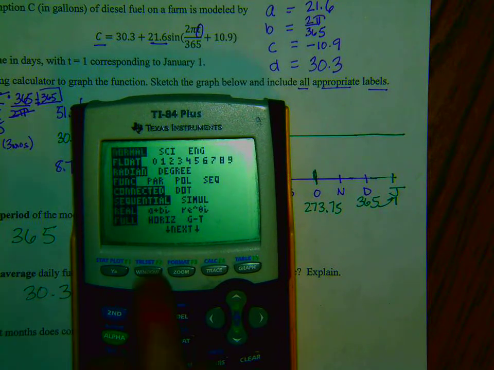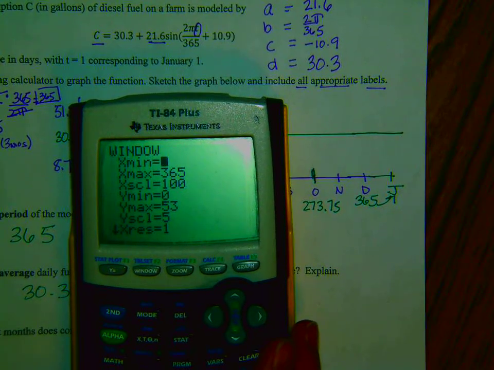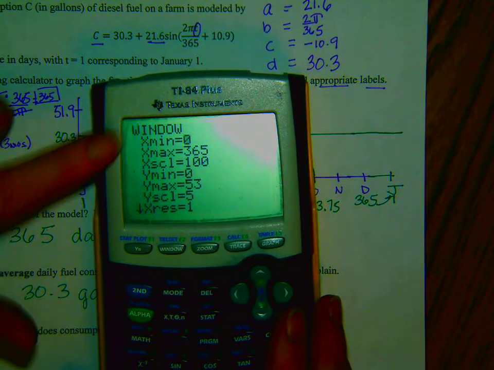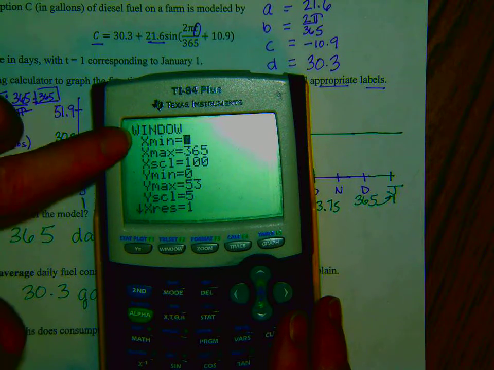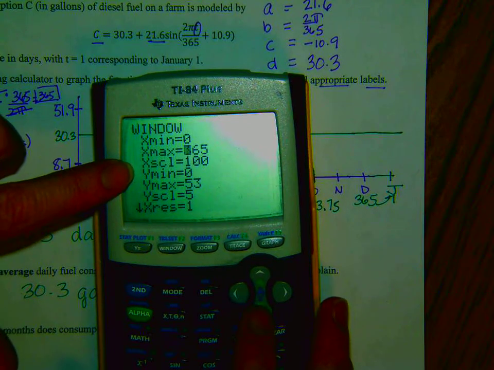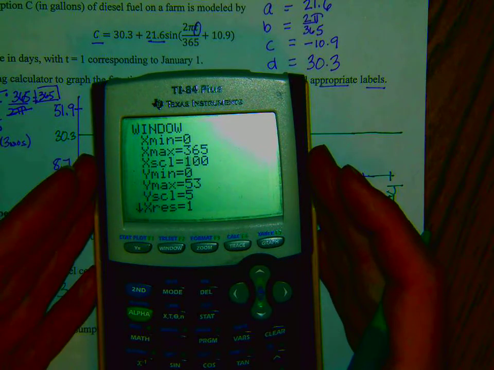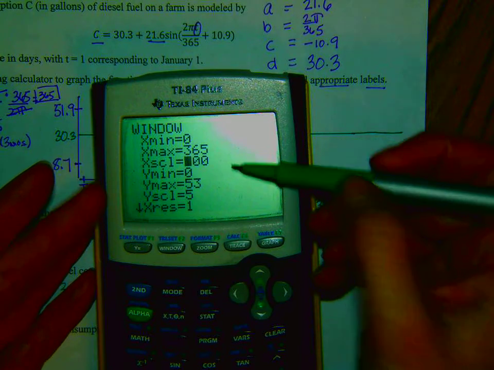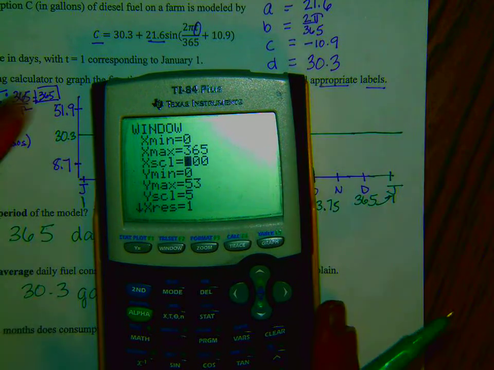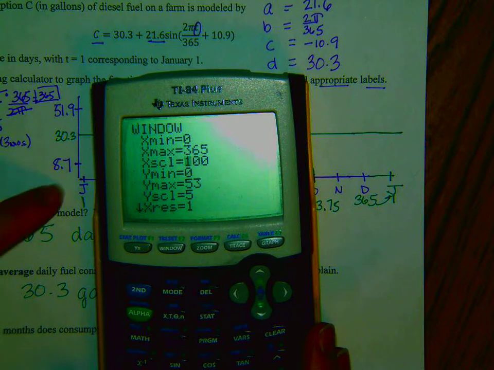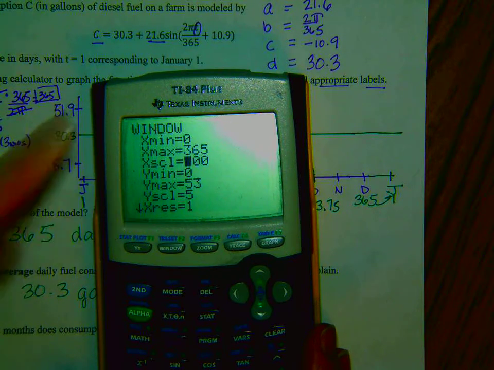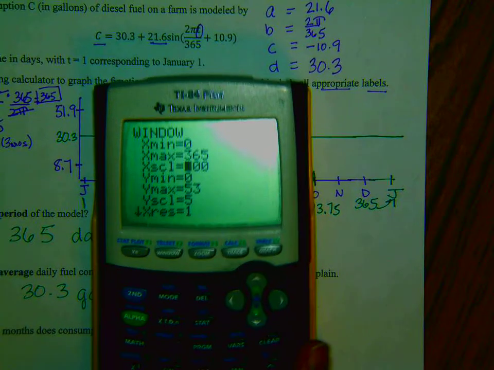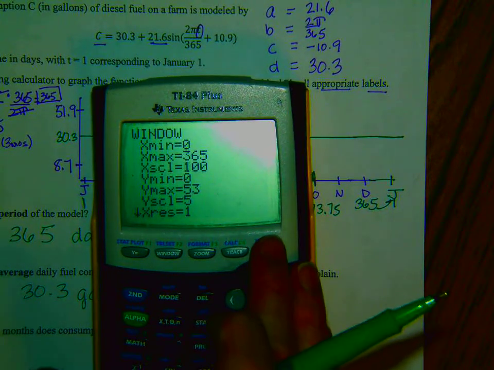Go over to your window and let's set our window. Make sure our window is carefully set. Because what is our domain? Our domain is the year, 0 to 365. What's our scale going to be? Well, we want to see all of this graph on our window, so I'm going to set the scale at 100. We know that on our y-axis we're going to go from 0 to 51.9, so I've scaled it a little higher, and I've given it also a y scale of 5. If you want to copy that, you can. So I've set my window, I've got my radians, now I'm going to graph.